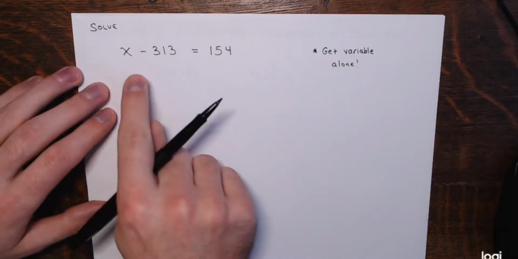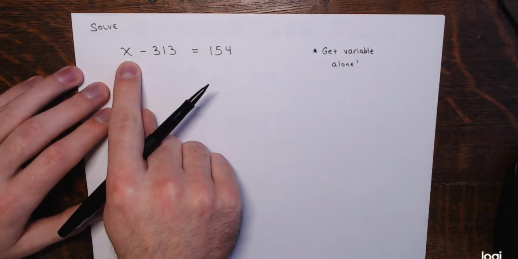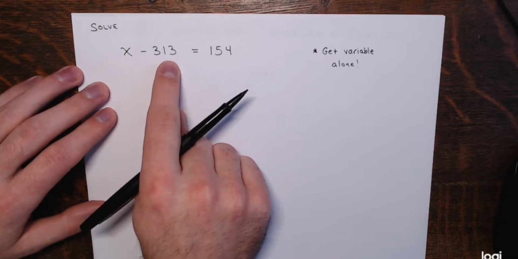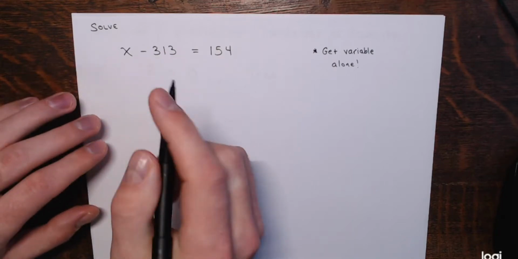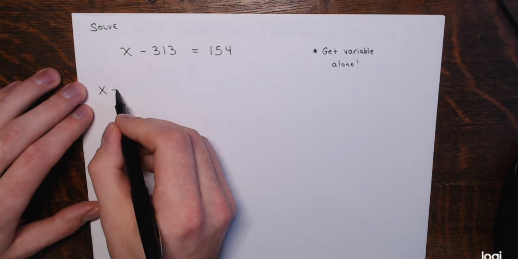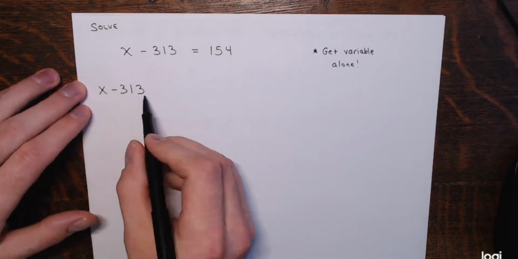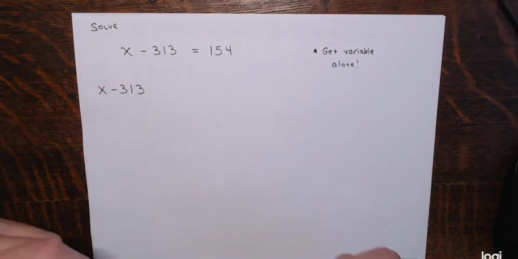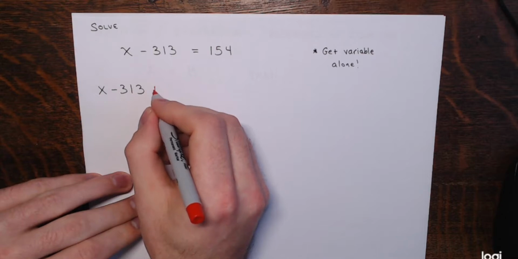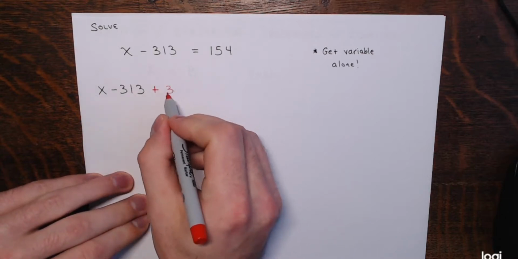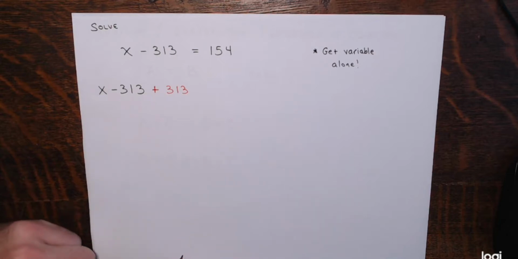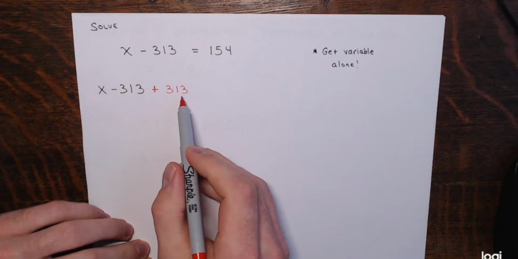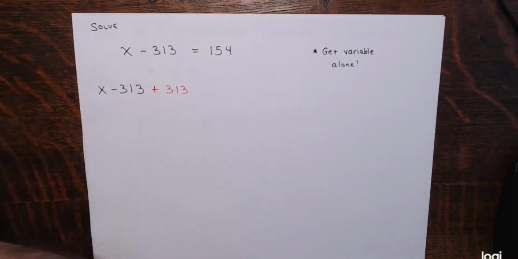So here I have x, right? That's the only term with a variable in it. Then I have minus 313. I don't want this. So what I'm going to do is take that left side, and to get rid of a negative number, like minus 313, we're going to add the opposite of that number. Just add 313. And negative 313 plus 313, that'll become 0, and I'll be left with just x on the left side.